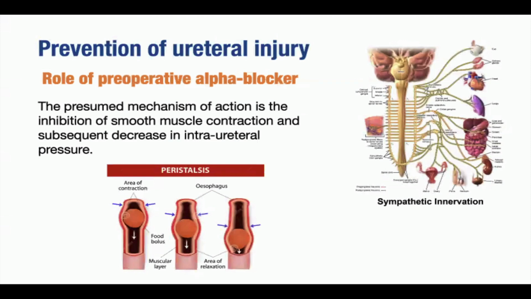Another measure to prevent and minimize ureteric injury is a preoperative alpha blocker, and the presumed mechanism of action is inhibition of smooth muscle contraction and subsequent decrease in intraureteral pressure.